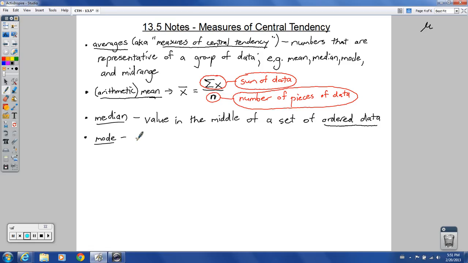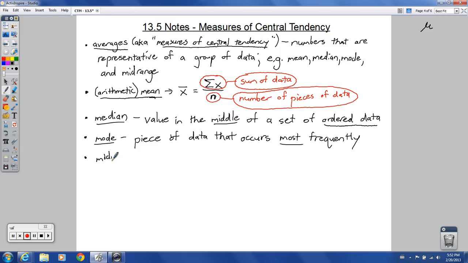So the mode is the number that shows up the most, or the piece of data that shows up the most. Another fancier way to say that, it's the piece of data that occurs most frequently. Fancy schmancy. So I want you to think of middle when you hear median. Mode, most.